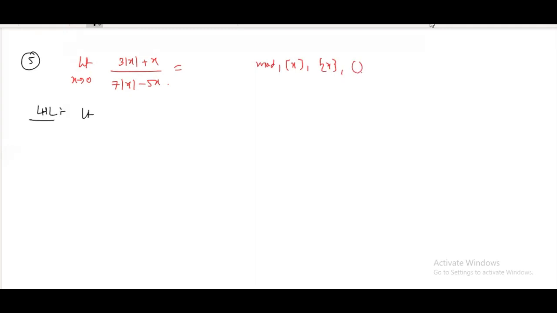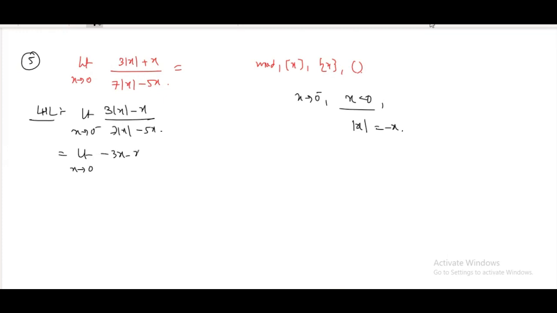So left hand limit, x tends to 0 minus: (3 mod x minus x) by (7 mod x minus 5x). Here x tending to 0 minus means x is less than 0. When x is less than 0, mod x will become minus x, right? So that means limit x tends to 0 minus, (3 times minus x minus x) by (7 times minus x minus 5x), which is equal to limit x tends to 0 minus, minus 4x by minus 12x. So which is 1 by 3.